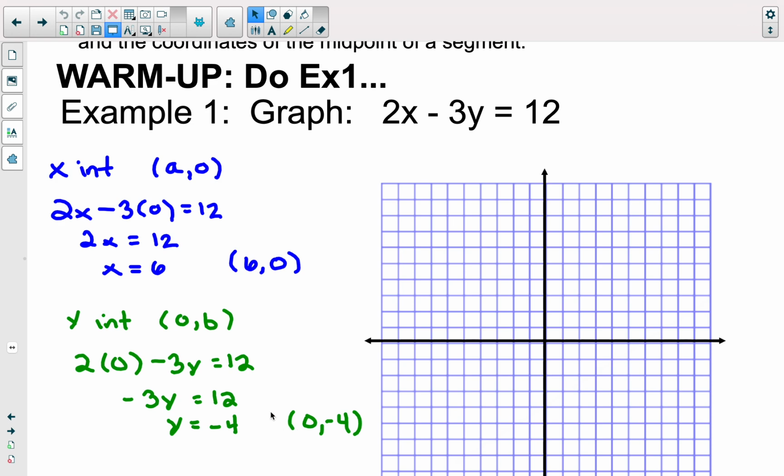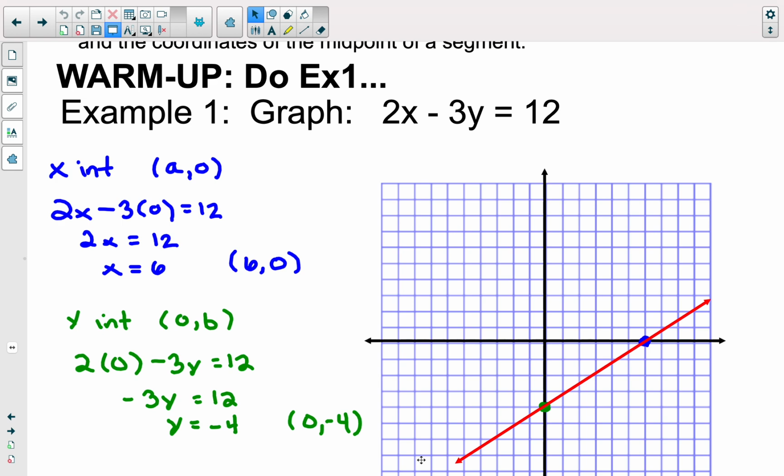Again, if you're identifying intercepts, identify them as coordinate points, not just the value where the line crosses the x or y axis. So it's going to hit the x-axis at 6 and the y-axis at -4. So I'm going to plot my 2 points and then draw a line with a straight edge. Make sure you have arrows on both ends of your line. Make sure your line is straight. And this is our graph.